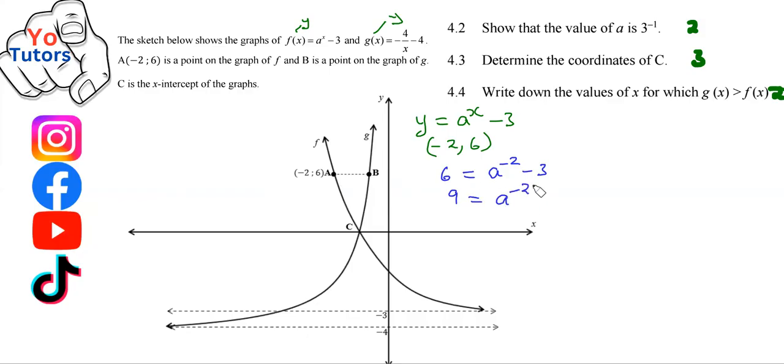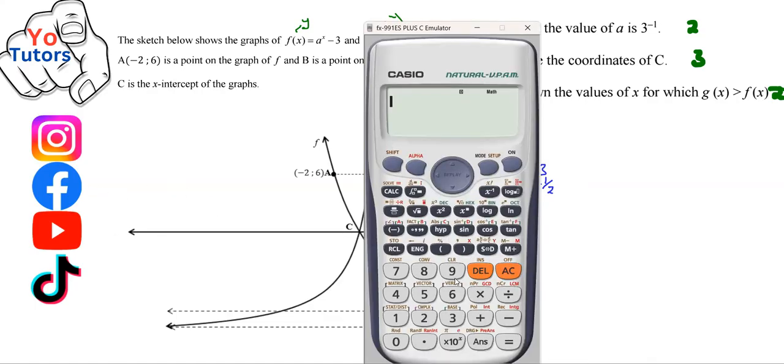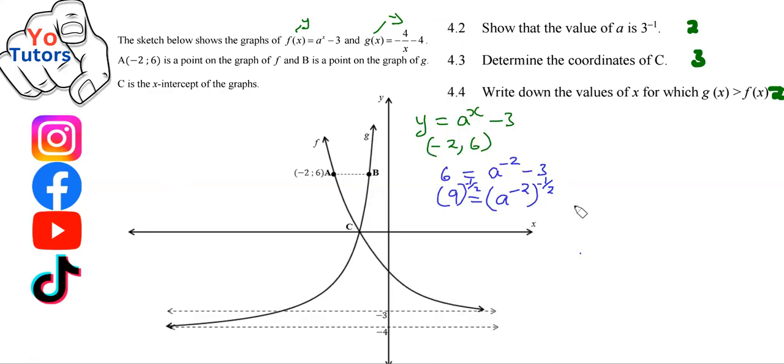And when we have that, to remove the negative that we have here, -2, we need to multiply by -1/2 and also raise to the power of -1/2 on both sides. Now if you do that and punch it in your calculator, it's going to be 9 to the power of -1/2. What do we get there? We get 1/3. So our a in this case will be 1/3.